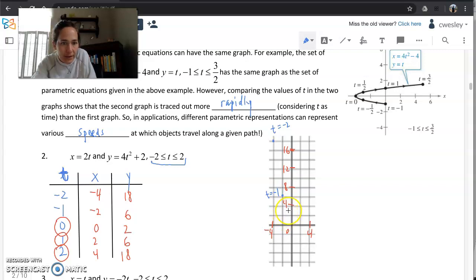Then you have a vertex at 0, 2. So 0, 2 is t equals 0. And then here's your symmetry coming into play. At 2, 6, that's happening at time t equals 1. And then 4, 18 happens at the end of the experiment at t equals 2.